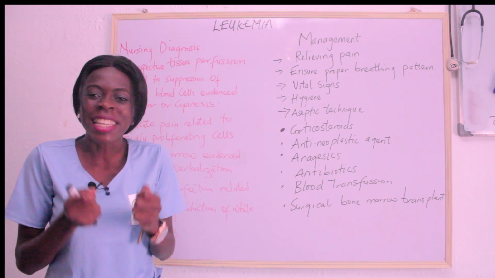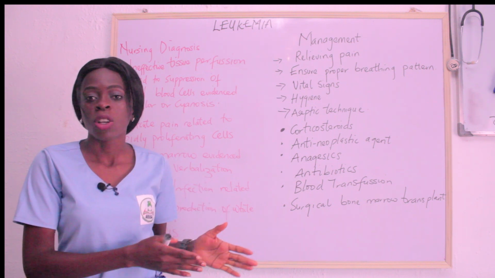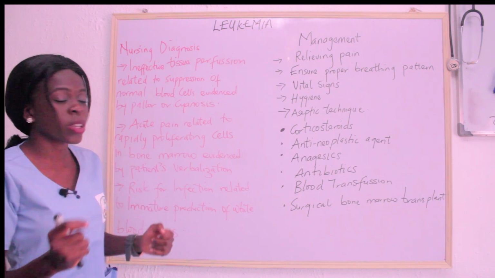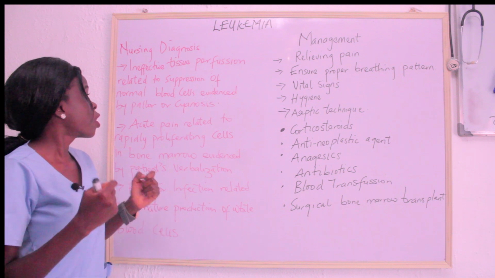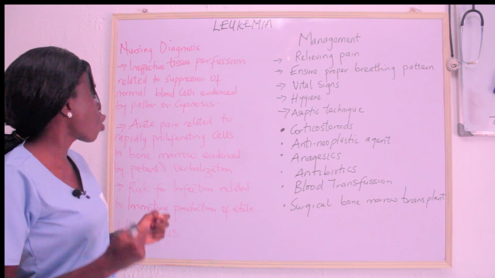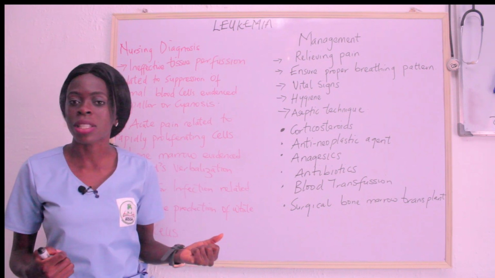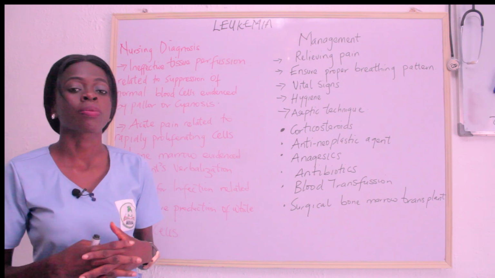Why? There's decreased red blood cell counts in leukemia. So the tissues are not getting enough oxygen. That is why we're using this nursing diagnosis: ineffective tissue perfusion related to suppression of normal blood cells evidenced by pallor or cyanosis. Cyanosis simply means bluish discoloration.